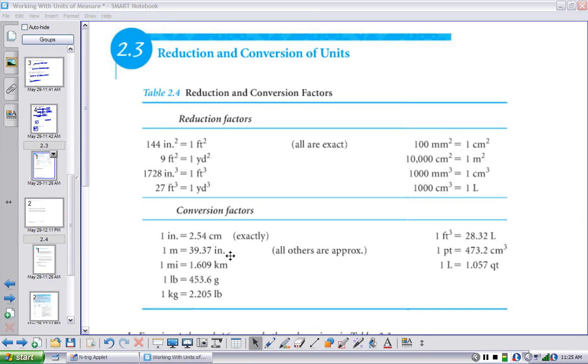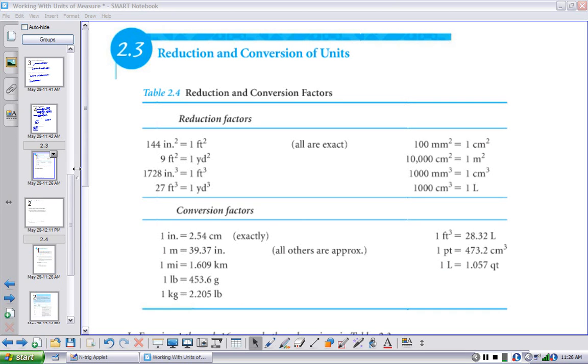So if we square that, 9 square feet is 1 square yard. Okay? And so on. So those are reduction factors. If we have 100 square millimeters, that's 1 square centimeter. If you have 10,000 square centimeters, that's 1 square meter, and so on.